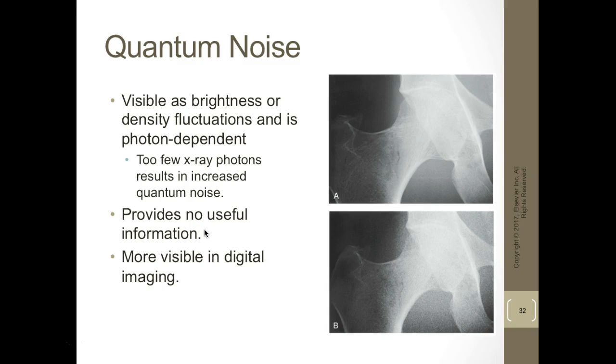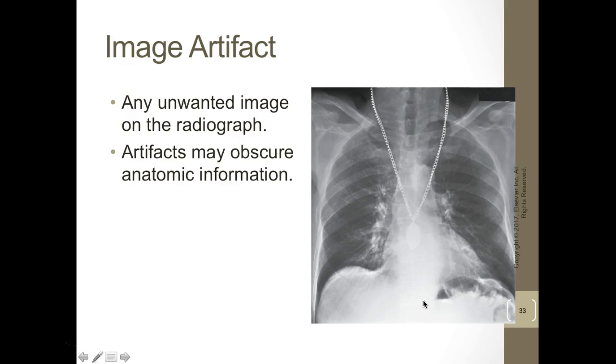More visible in digital imaging. So digital imaging is very sensitive to quantum noise. So it has to have enough photons reaching the image receptor, or else you're going to have this snow-like appearance. So this is normal. You can see there's a little line there. I don't like that line. Looks like a fracture line. And then you can see here all the little dots where there weren't enough photons reaching the image receptor.